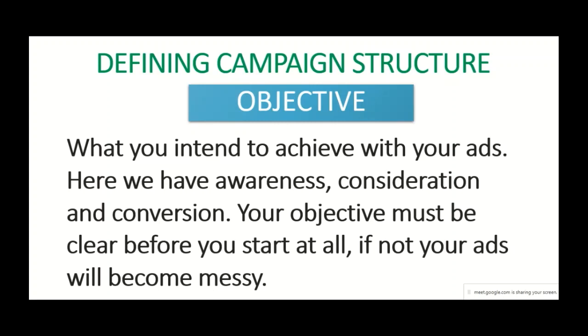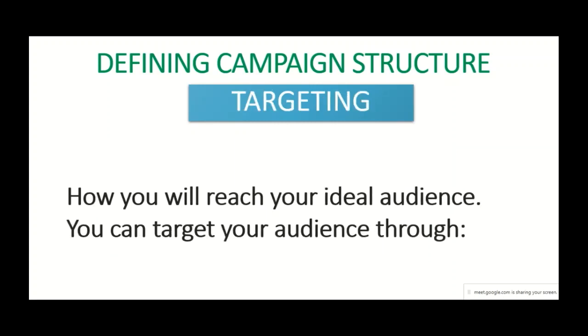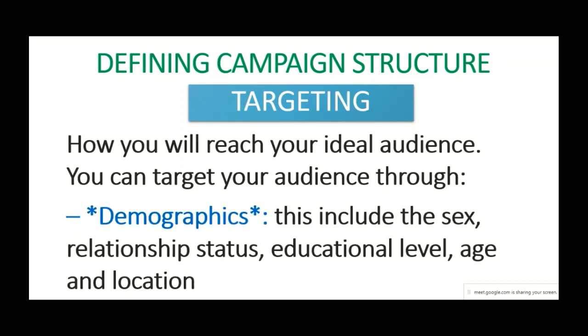So I have mentioned the objectives. Then the targeting. How are you going to reach your ideal audience? When you want to target your audience, how are you going to do it? You can target your audience through demographics. The demographics include sex, relationship status, educational level, age and location. Before you start running your ads, you must have done an audience insight about your product, like what sex the people interested in your product are. Probably you want to sell something related to the beauty industry, and the beauty industry has to do mostly with women, so that means the sex you'll be targeting will be female.